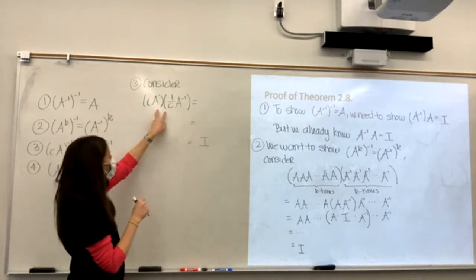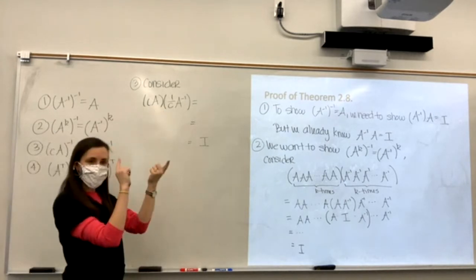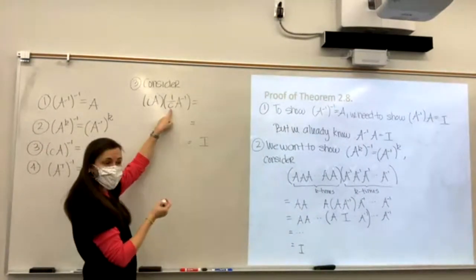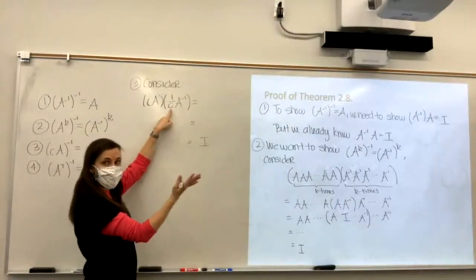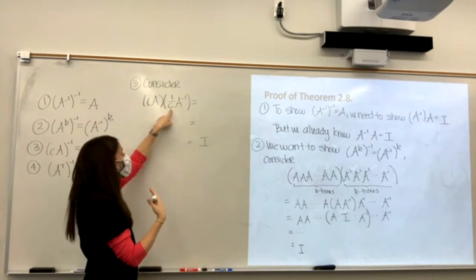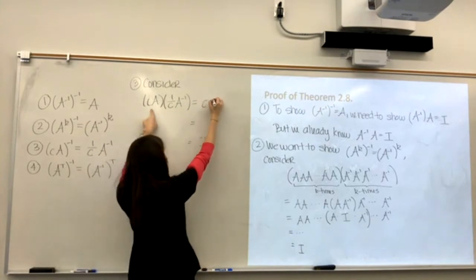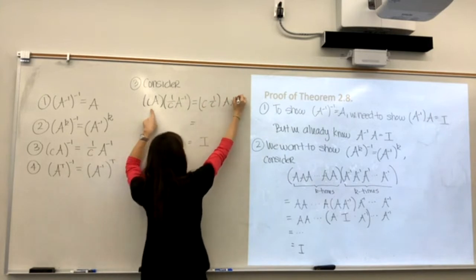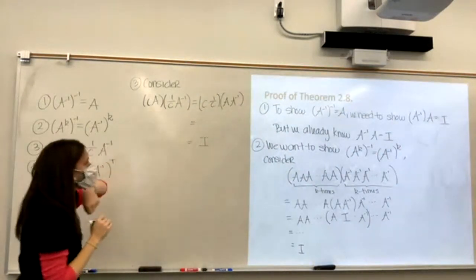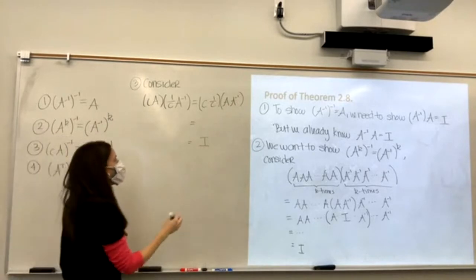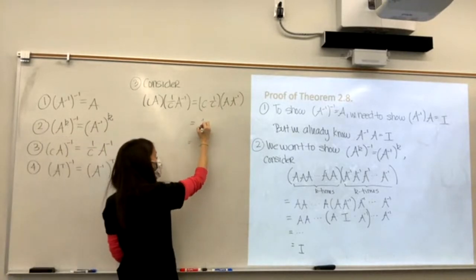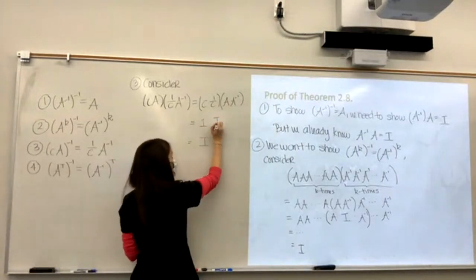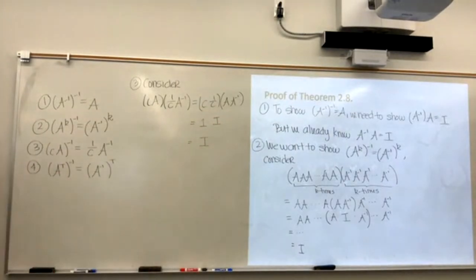Well, remember, I'm not allowed to swap the order of matrices because matrix multiplication is not commutative. But this isn't a matrix, this is a scalar, right? And I can move a scalar wherever I want. So I can move that scalar right out in front. And then, of course, c times 1 over c gives us the number 1. A times A inverse is the identity, and so we get the identity.